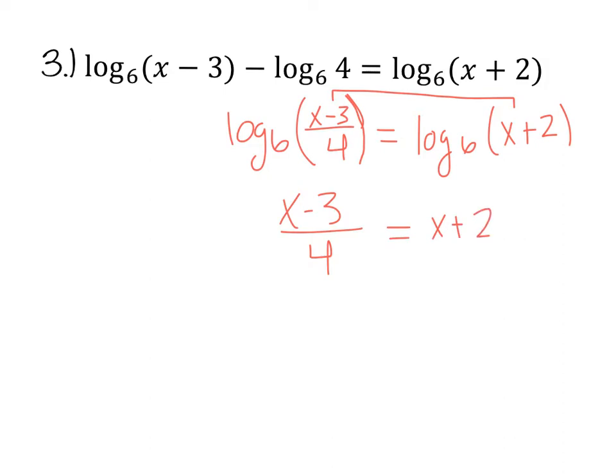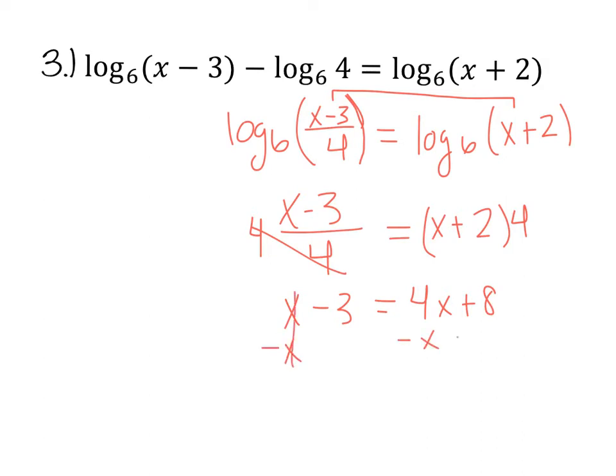Solve for x. I need to get rid of the fraction, so I have to multiply this whole side by 4. So I have x minus 3 equals 4x plus 8. So I'll subtract the x over, subtract the 8 over here, and so I get 3x equals negative 11. Divide by 3, and I get x equals negative 11 thirds.